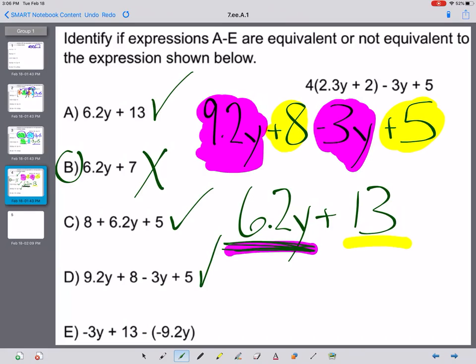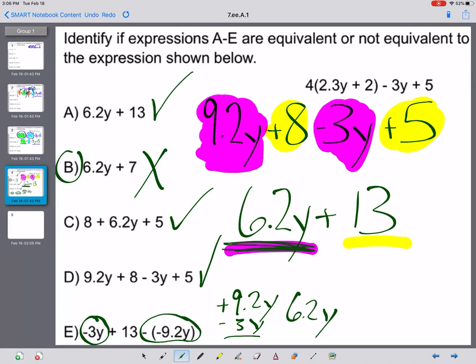So check out E. We have a negative 3y plus 13, and we are minusing a negative 9.2y. That's the same as addition. Remember, this is now a positive 9.2y when you minus a negative. And we have this negative 3y. Together, that is 6.2y. So that does check out as far as the variable term is concerned. And then you just have the constant of 13, which is what we have here. So this one also checks out as equivalent.